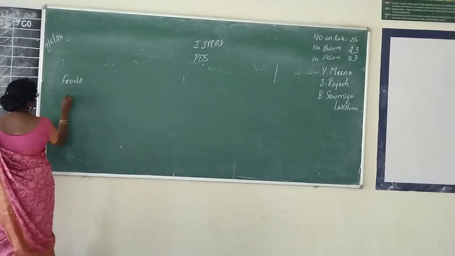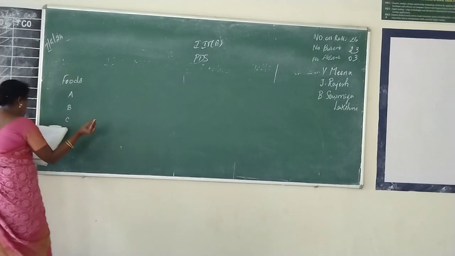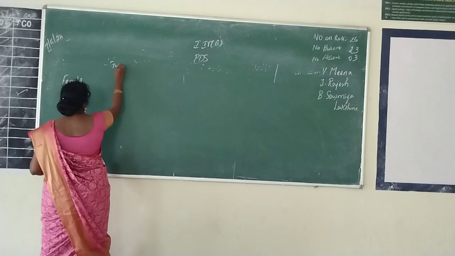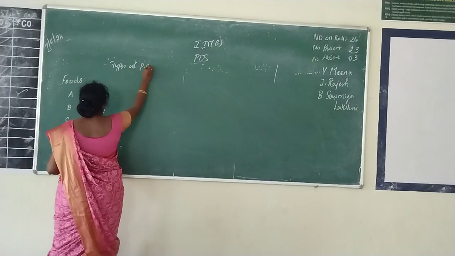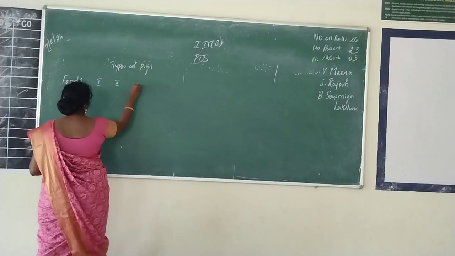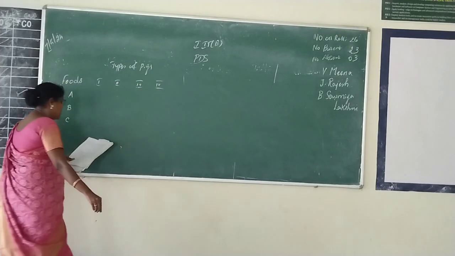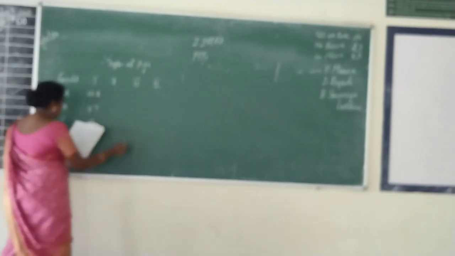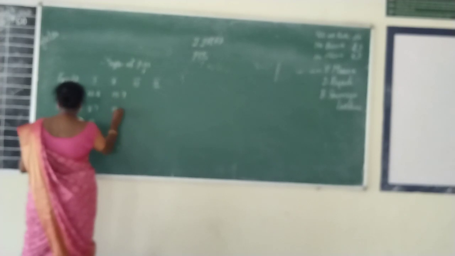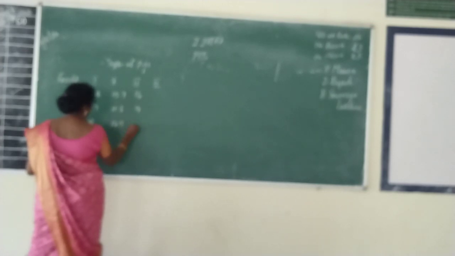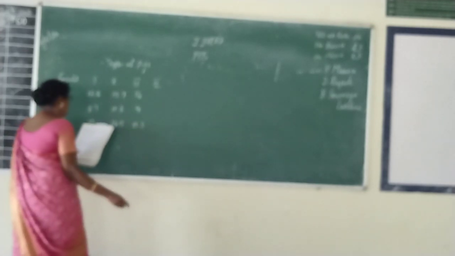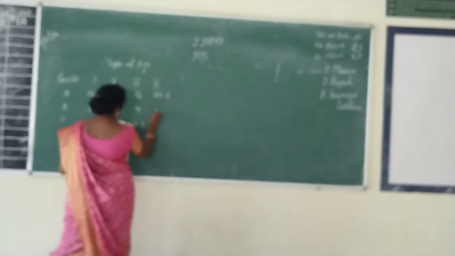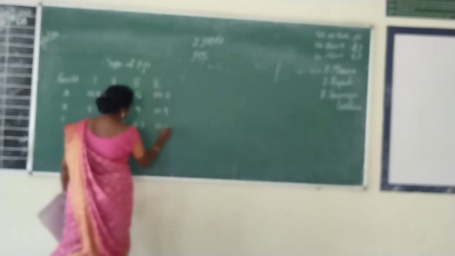Foods are given to me as A, B, C, and the types of pigs one, two, three, four. So the weights are given to me: 13.8, 8.7, 12, 15.7, 11.8, 16.5, 16, 9, 13.3, 20.2, 12.9, 12.5.